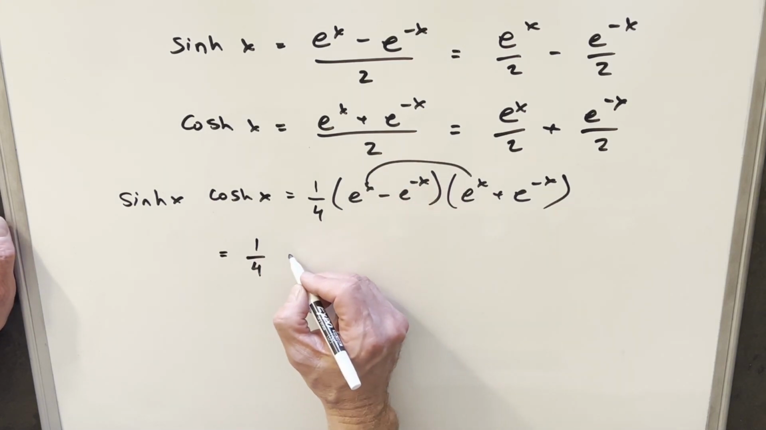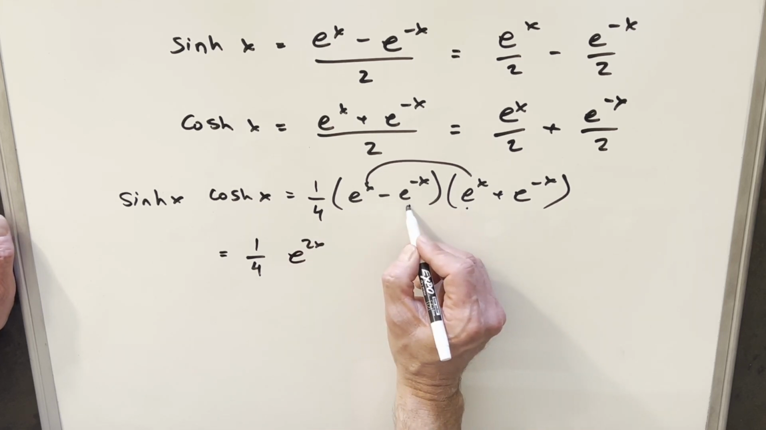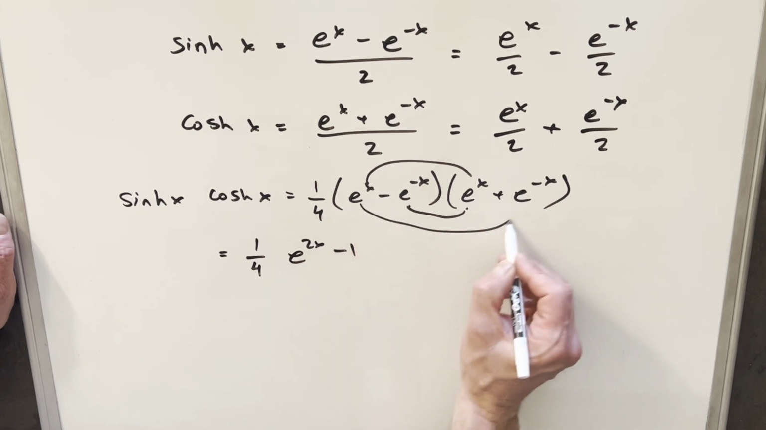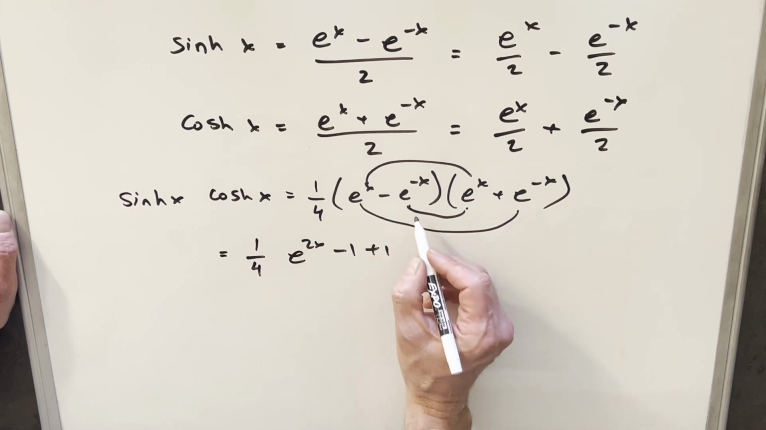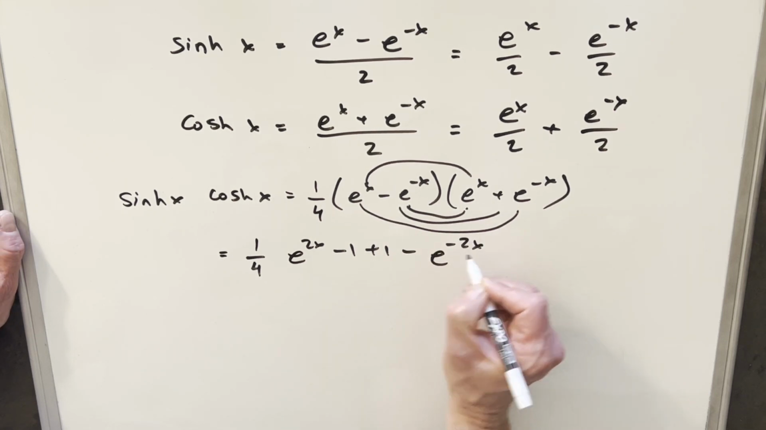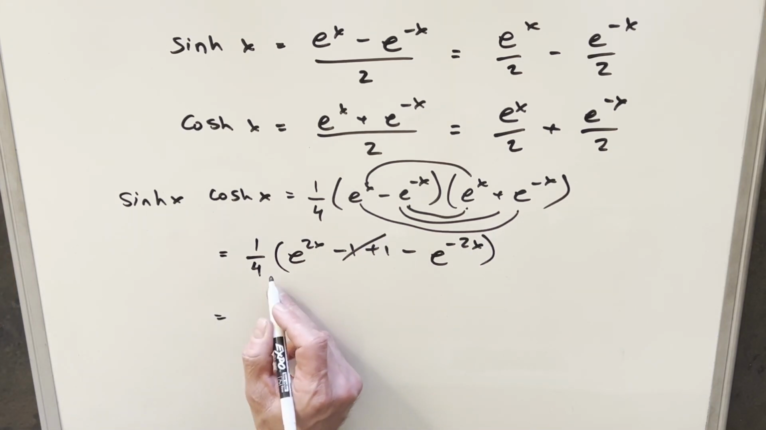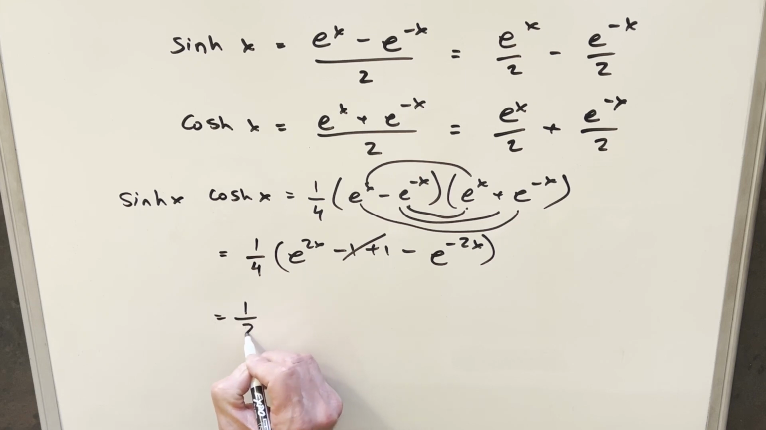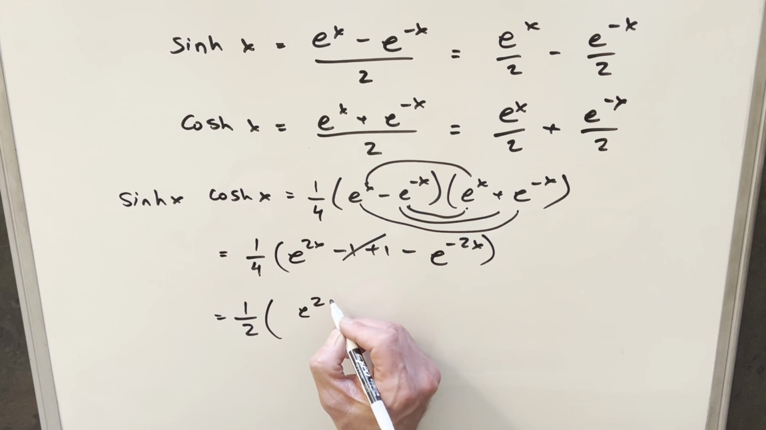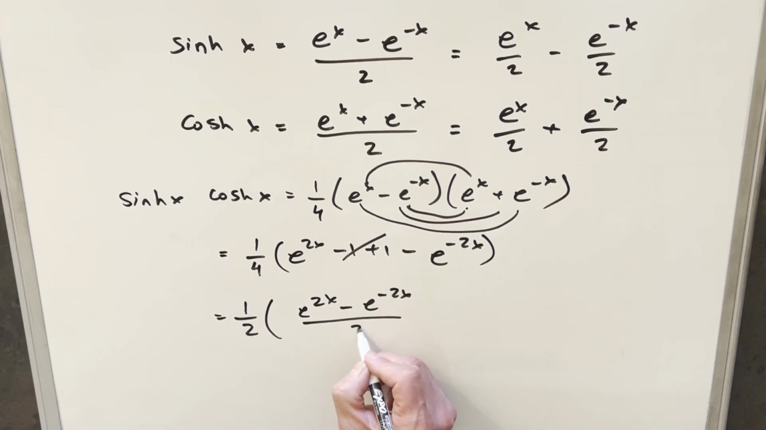e to the x times e to the x gives me e to the 2x. This inner term, e to the x times e to the minus x, that's a 1, so we'll minus 1 here. But then here, e to the x times e to the minus x, that's a plus 1. Then multiplying the last two terms, this is going to give me minus e to the minus 2x. But then the 1's are going to cancel right here. And then I can take this 1/4 and split it up as 1/2 times 1/2. And so what I'll do is take 1/2 and distribute it inside the parentheses and put this all together. So we end up with e to the 2x minus e to the minus 2x. And that 1/2 we'll put right here.